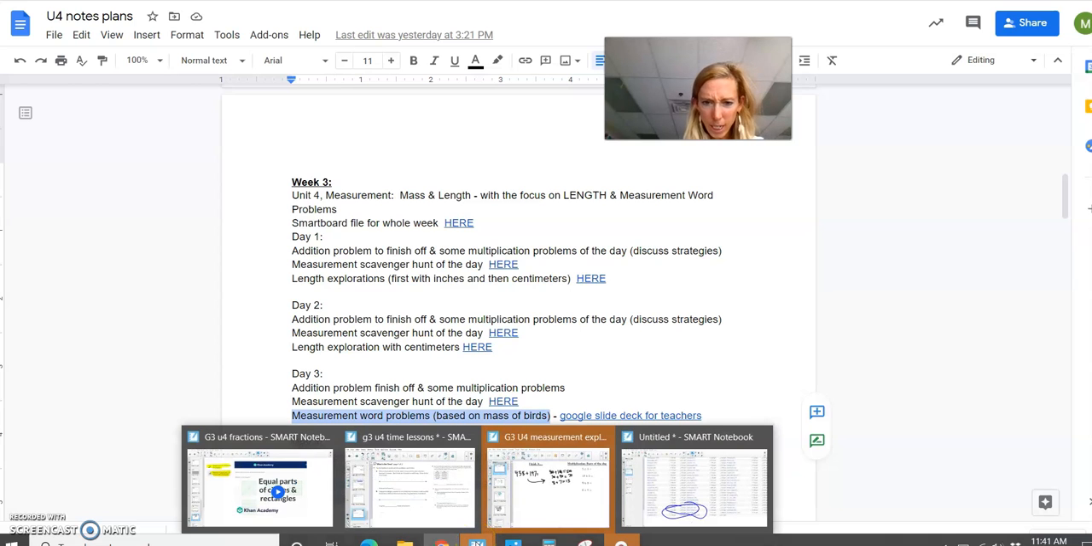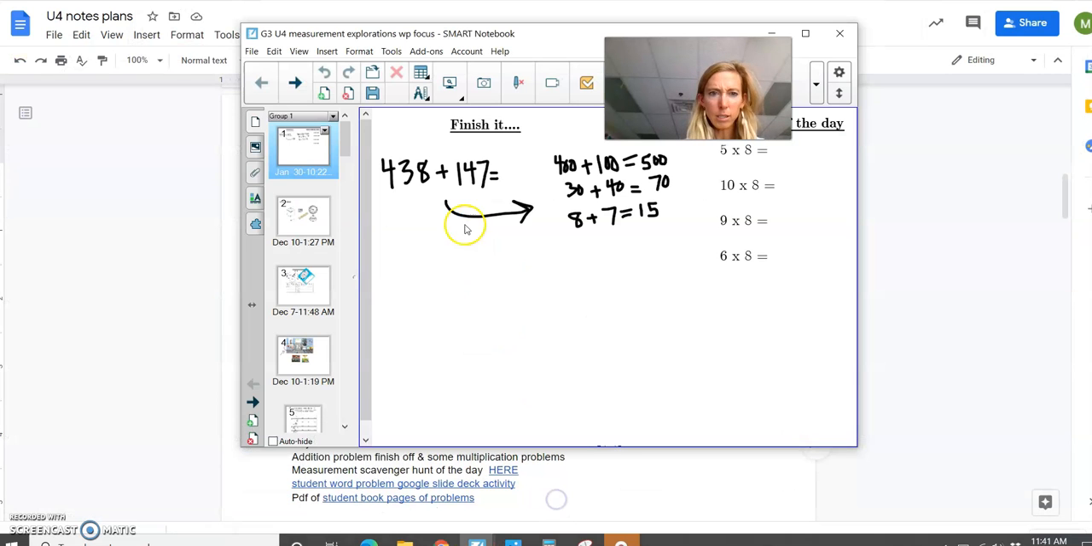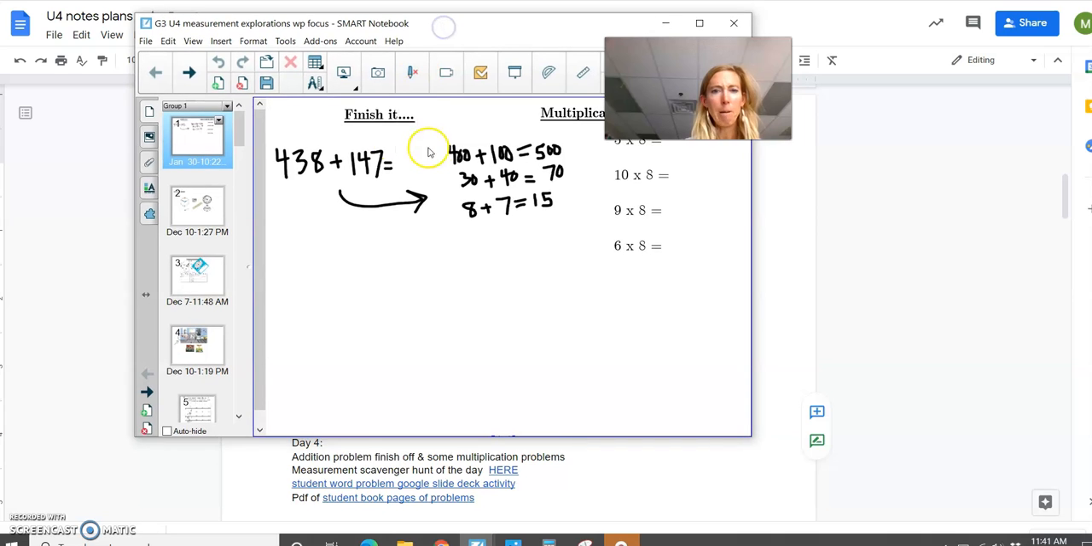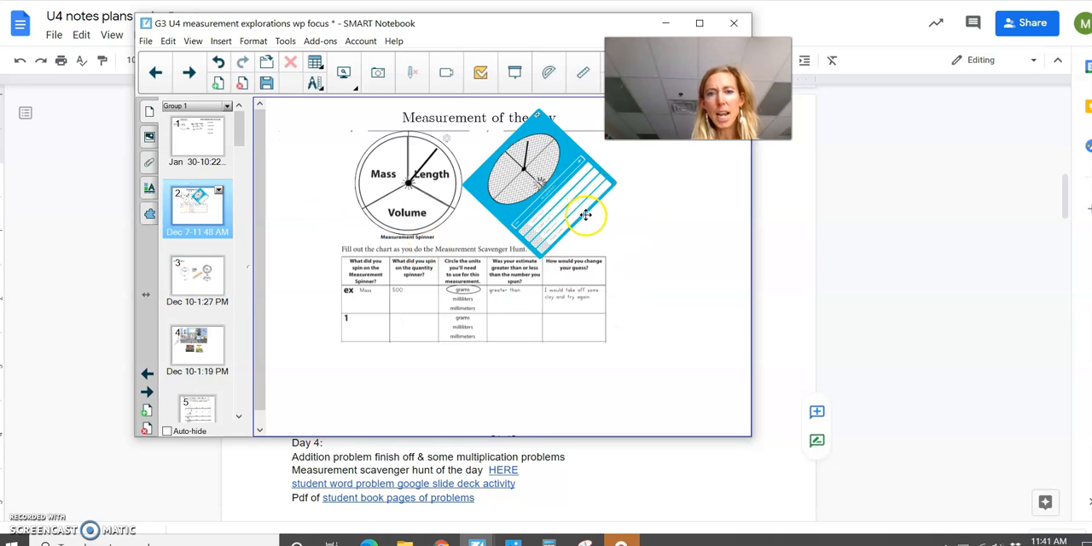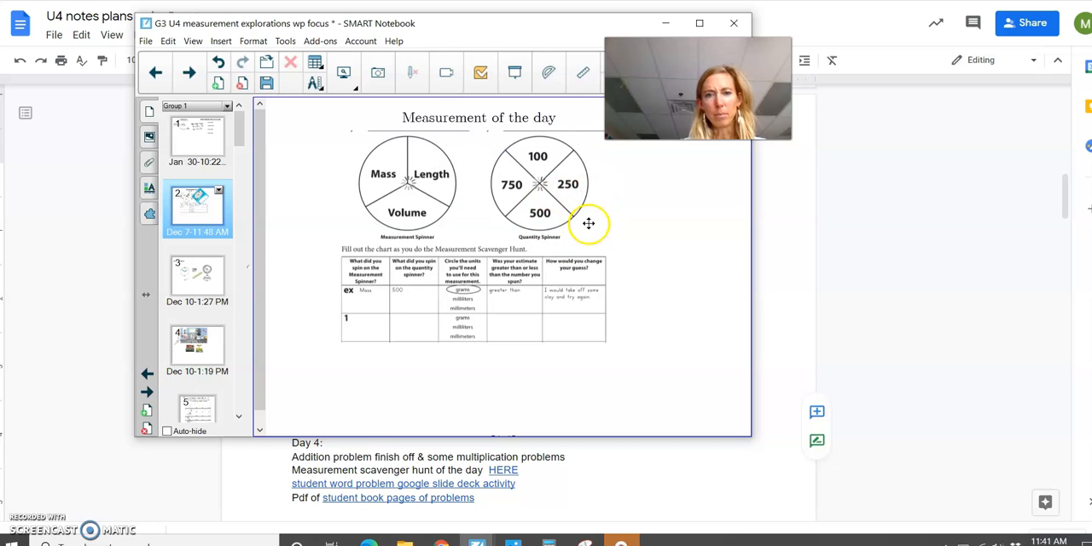So if I'm looking at the measurement smartboard file, here's what it looks like. So as I told you before, there's 2 problems for a warm-up if you want to use those. Then there's a measurement problem of the day, which I incorporated some spinners on here.